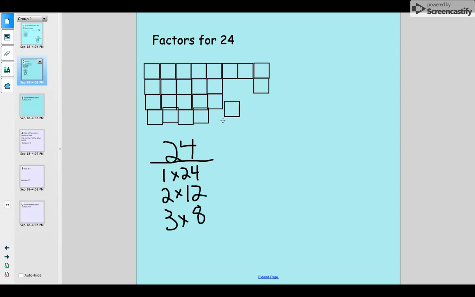To see if I can perfectly make another rectangle. And it looks like all of my blocks can be used. So sure enough, 4 is a factor of 24. It's 4 by 1, 2, 3, 4, 5, 6. So 4 by 6 is a factor of 24.